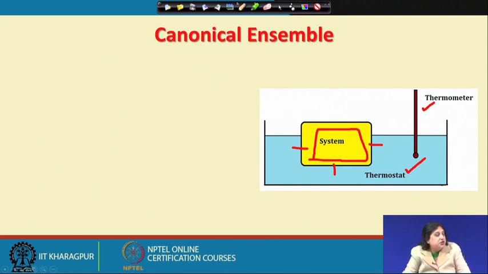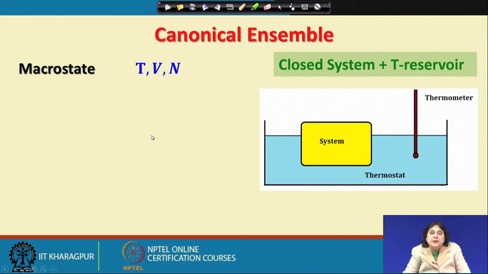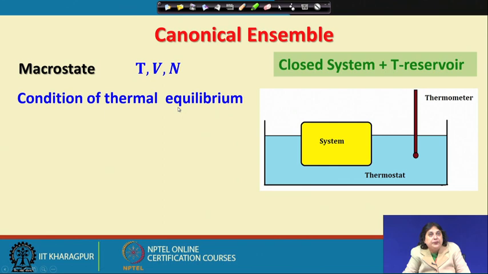Under such condition, we have already seen that the macrostate of the system is given by specifying the value of temperature, the value of volume and the number of particles contained within the system of interest, which is shown in this yellow box. So, basically we are talking about, in a canonical ensemble, a closed system which is in equilibrium with a thermal reservoir.